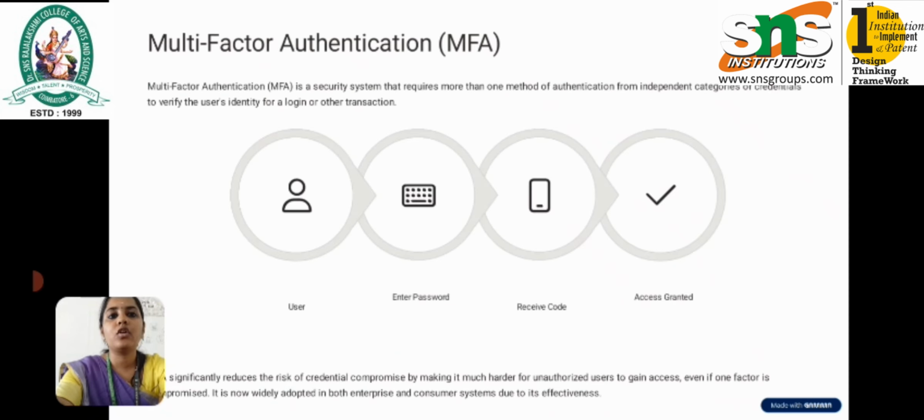Multi-factor authentication. Multi-factor authentication is a security system that requires more than one method of authentication from independent categories of credentials to verify the user's identity for login or other transactions. The first one is the user. The second is entering the password. The next is receiving the code, and then access is granted. So this will be multi-factor authentication.